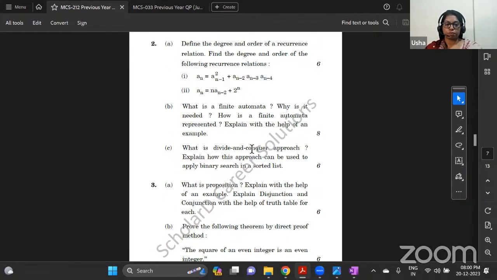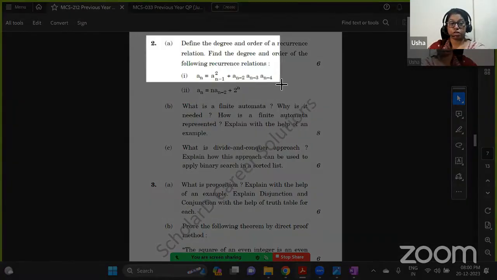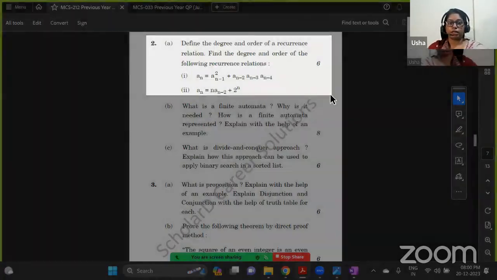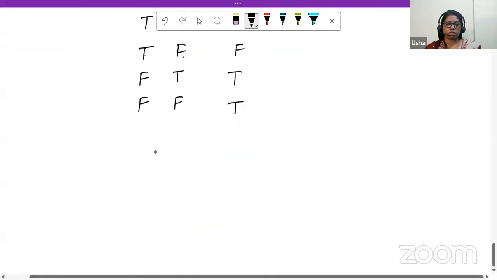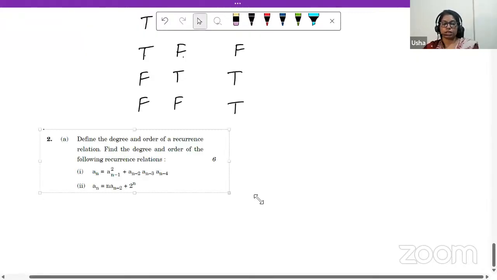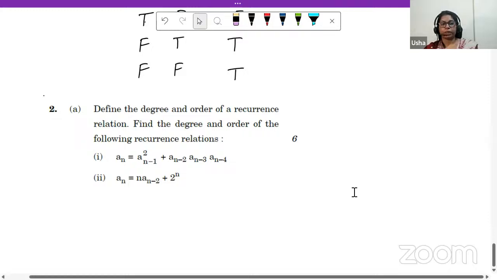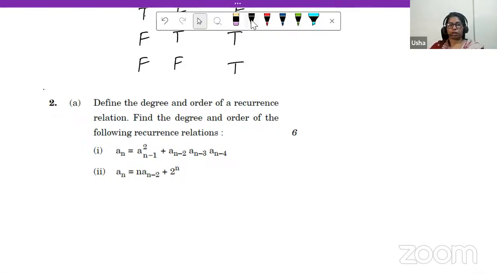Towers of Hanoi problem is important. So just go through that. See here, there is a question for 6 marks. Find degree and order. Define degree and order also. So you just see what is the formal definition of degree and order. I have already told you what it is. Degree is the highest power of a_n. Order is a_{n-1}, a_{n-2} up to a_{n-k} if it depends on that k, that is the order. Okay, fine.